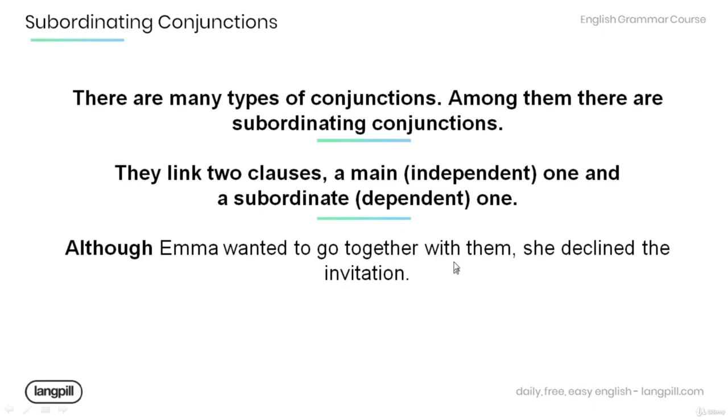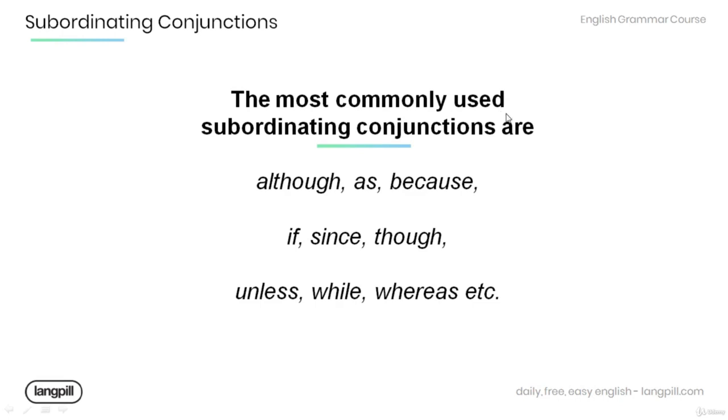Although Emma wanted to go together with them, she declined the invitation. Note that she declined the invitation is the independent clause, the main one, and Emma wanted to go together with them is the dependent clause, subordinate clause. These two sentences are linked together with the subordinating conjunction although. Now, the most commonly used subordinating conjunctions are although, as, because, if, since, though, unless, while, whereas, etc.